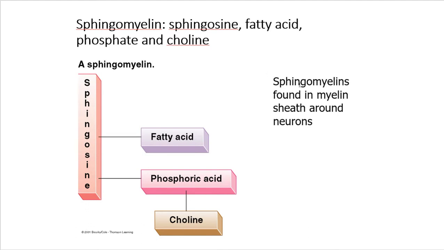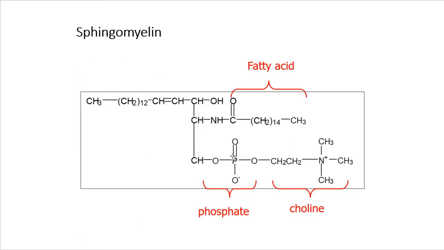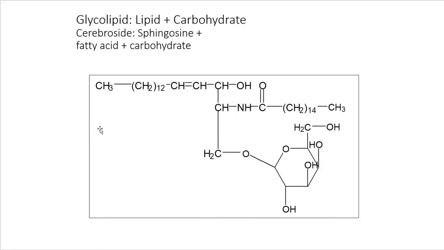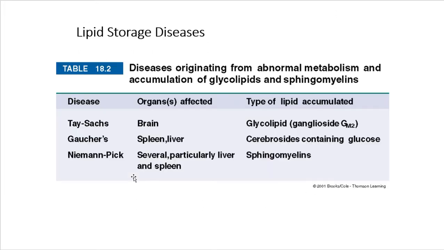These sphingomyelins are found in myelin that sits around the neurons. Sphingomyelin, as I told you before, is made of a fatty acid, a phosphate group, and choline. Here you have another one where you have a carbohydrate too. Here you can see the carbohydrate.